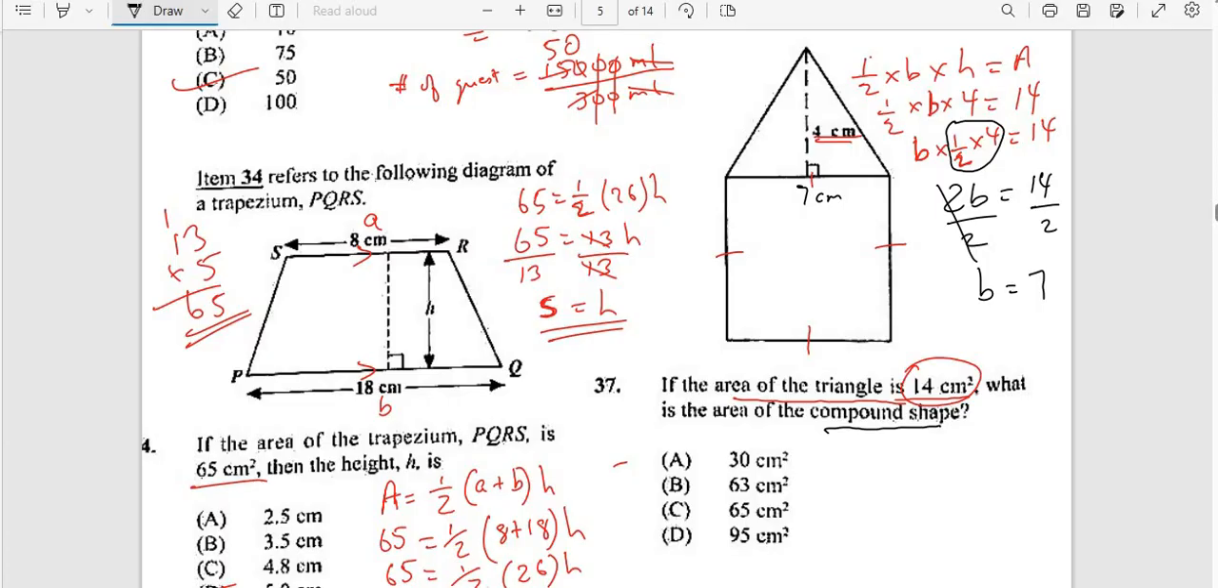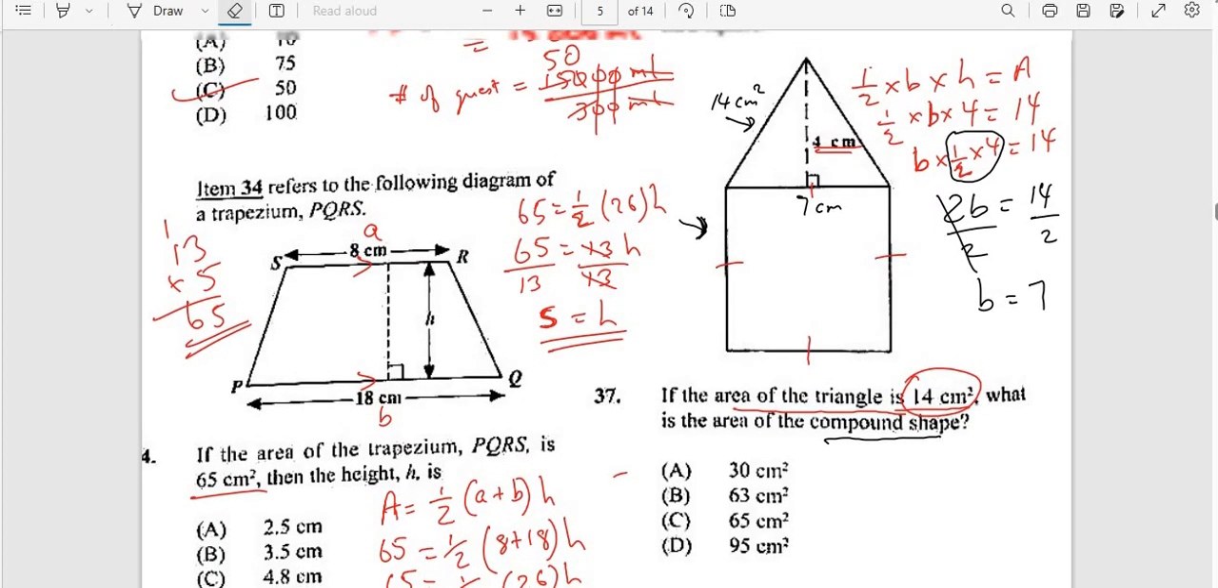Well, we need to know the area of the triangle and the area of the square, so we can find the area of the compound shape. Compound means we have two or more shapes together, right? So the area of the triangle we know is 14 square centimeters. We now need to find the area of the square. Okay, so let's find the area of that square.